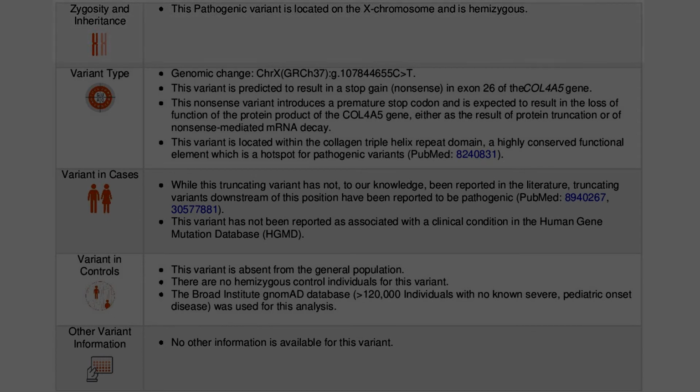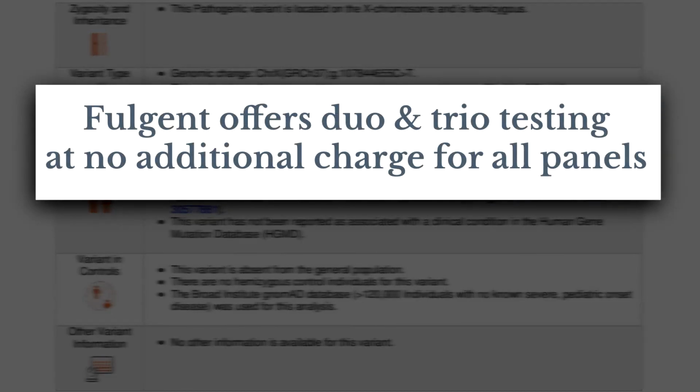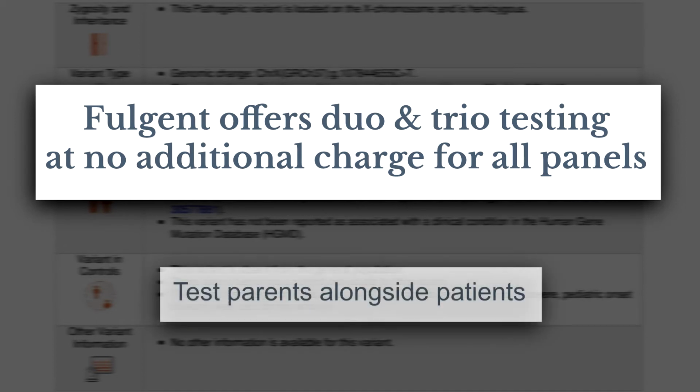Now it's probably a good time to mention that we offer duo or trio testing at no additional charge for all of our panels. This means that if you have access to parents and they are willing and interested in participating in the genetic study, we can accept their specimen and run them alongside the patient so we can know where each variant is coming from. Because this is so valuable for interpreting the genetic test results, we offer this at no charge. If the parents are not available at the original time of testing, their samples can be sent in later to do familial testing, which has the same impact.